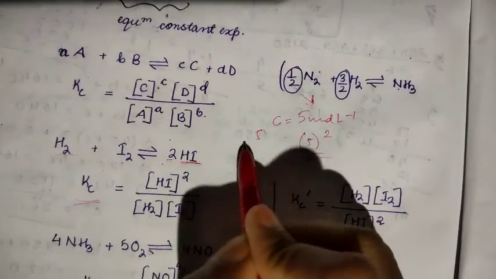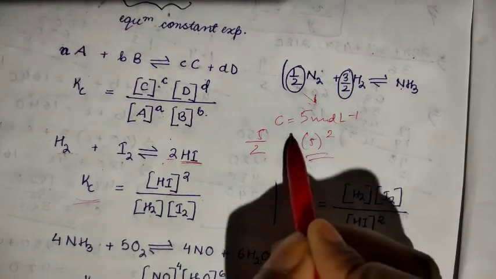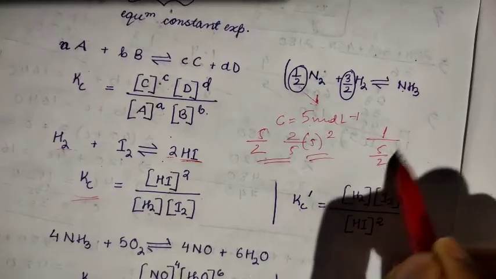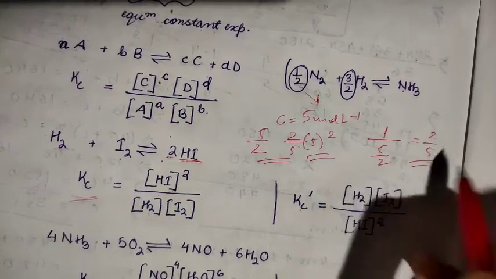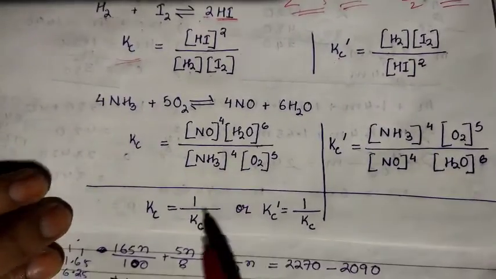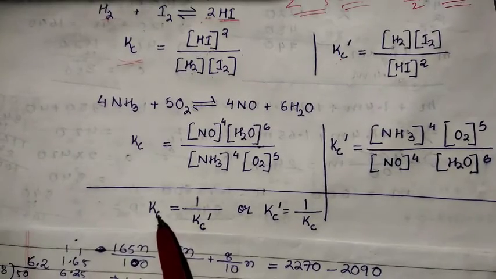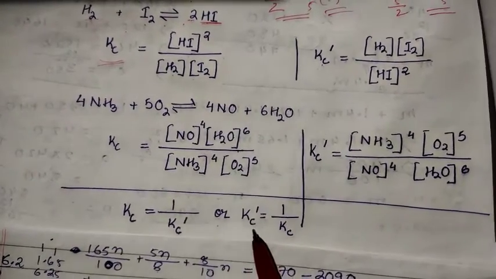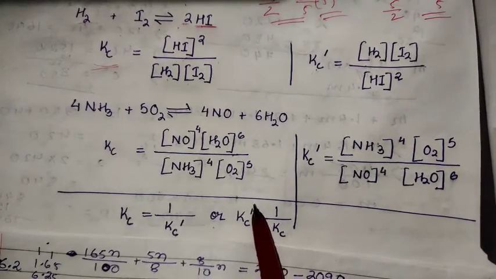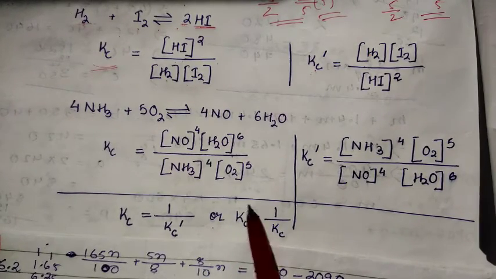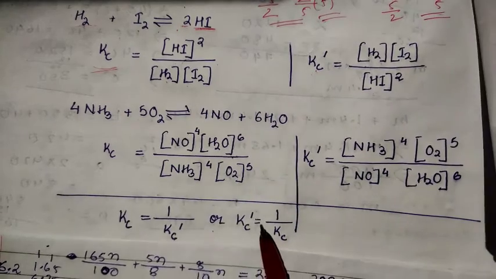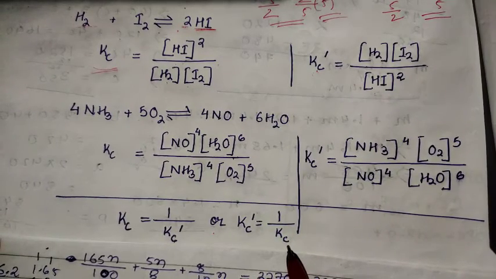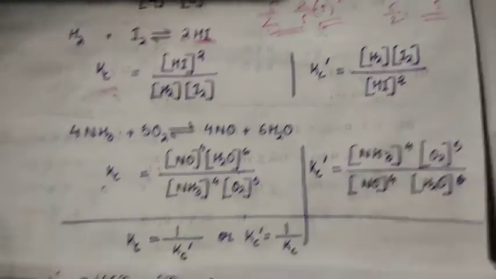It is like 5/2 and this will be 2 by 5. Clear? So it is what? 1 by 5/2 means 2 by 5, isn't it? So you will get one thing here: Kc is equal to 1 by Kc dash. So both are reverse here. Or you can also write that Kc dash, the equilibrium constant for the backward reaction, is equal to the inverse of the equilibrium constant for the forward reaction. This is the thing that you can interpret here.